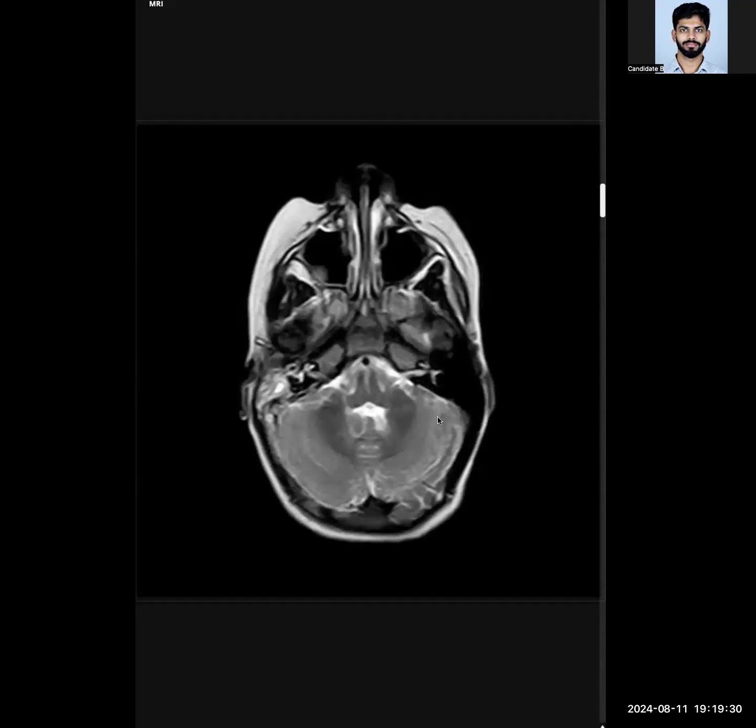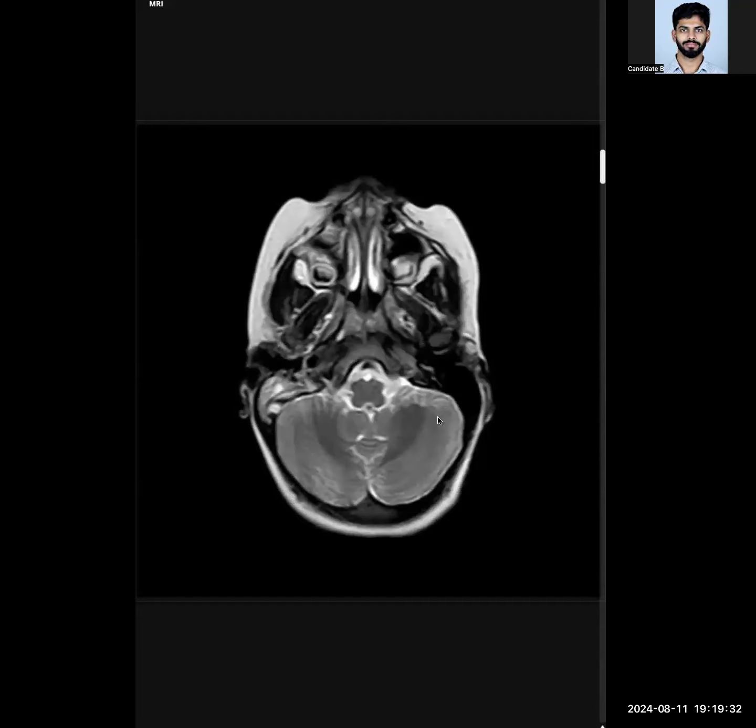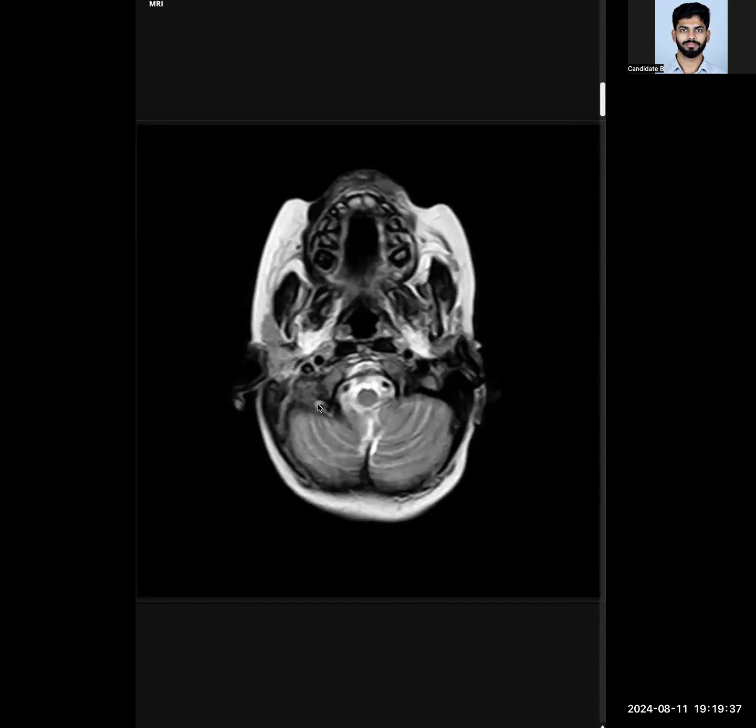So if the patient has any features of, yeah, I can see this is extending up to the petrous apex. So yeah, the patient presented with headache, okay.